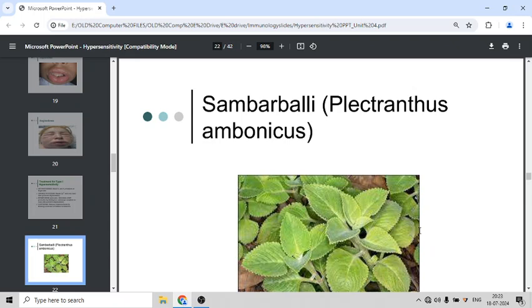Now this is a localized plant which is called as Plectranthus ambonicus, and it is locally called as sambarballi, and the juice of this plant is used for the relief for urticaria. By applying the juice on the skin of the person suffering from urticaria or dermatitis, and even to some extent eczema, the person will find it relieving by the presence of this juice on the skin, and it has got some kind of antidote activity.